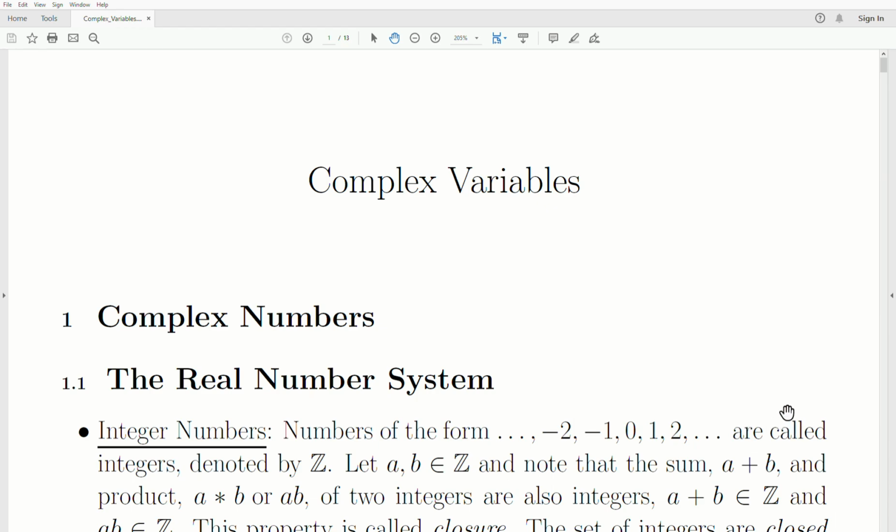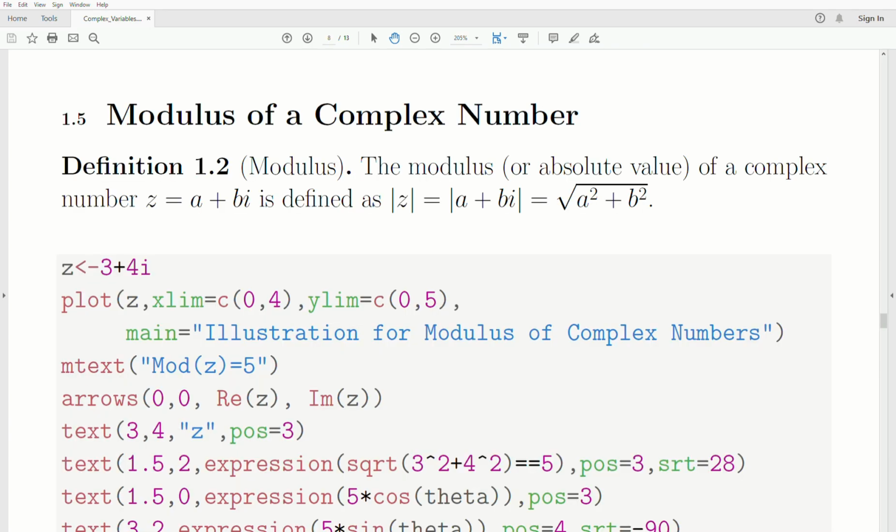Hello, this is the next video in a playlist that I'm calling Complex Variables, which is going to comprise lots and lots of different topics in complex analysis and variables. But this part of the playlist is complex numbers. So let's jump to today's topic, which is the modulus of a complex number.